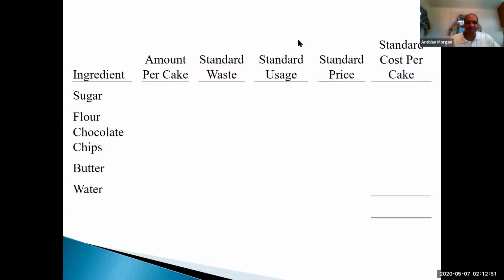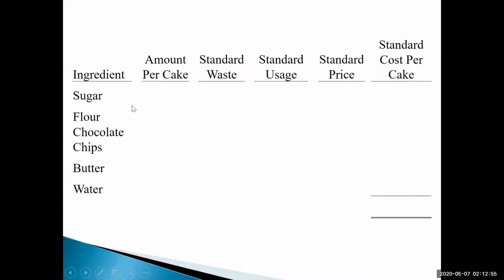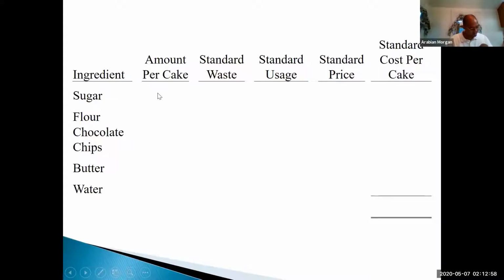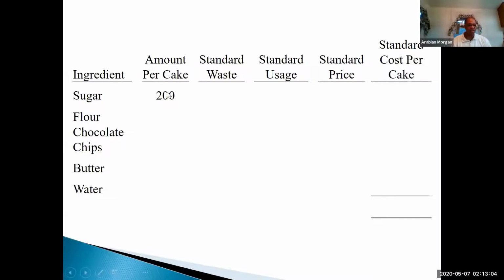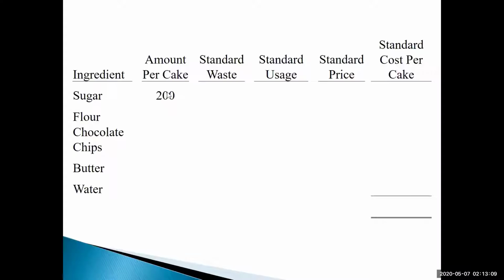I see some folks in the chat room here saying 200. Well, no. The amount of sugar we need per cake, we need 200. Very good. Yeah, 200. We need 200 ounces of sugar. Well, we're going to get there. We need 200 in the cake, though.